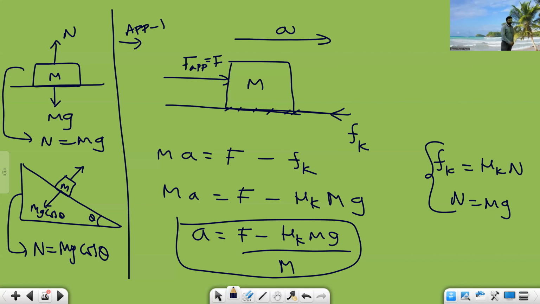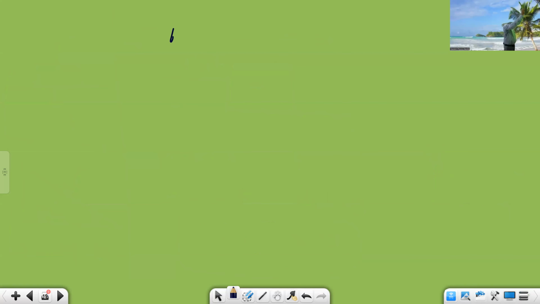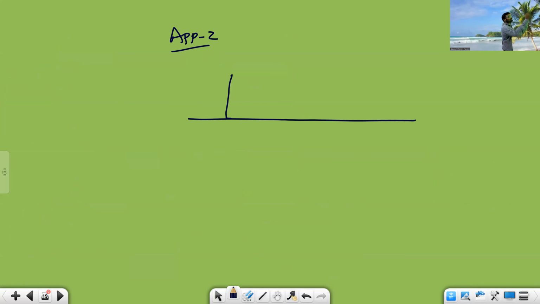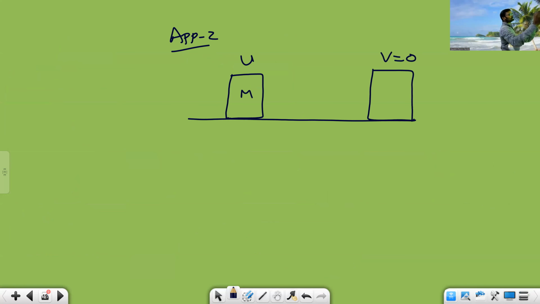Next, let me take application number 2. Here, the body has initial velocity u and mass m. It traveled some distance and came to rest, v equal to 0. So the body has initial velocity and comes to rest. Here, there is no applied force. Initially, the body has velocity.